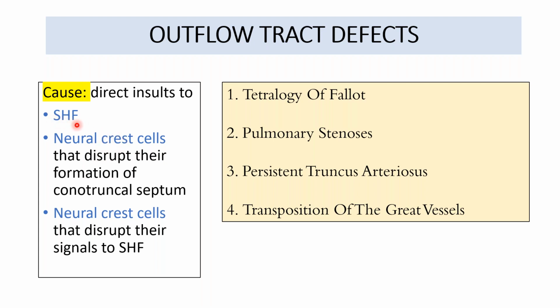Also, if the secondary heart field is disrupted, that also leads to outflow tract defects, because it signals the formation of the outflow tract. And the neural crest cells were also signaling this secondary heart field. So these defects can result either from their own disruption or from disruption of the signaling to the secondary heart field. The most common among these outflow defects is tetralogy of Fallot.